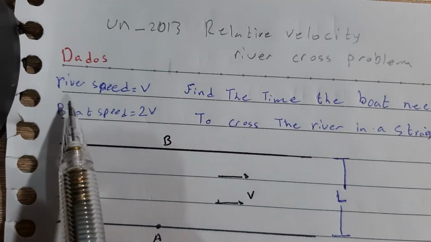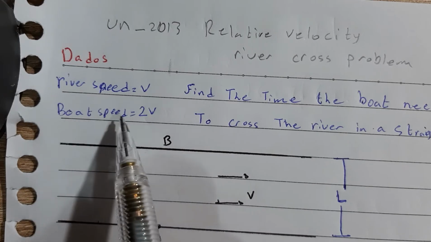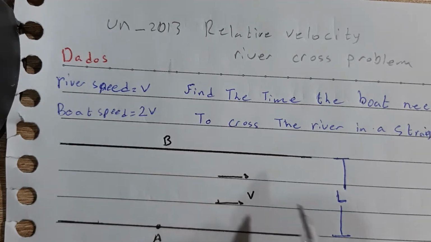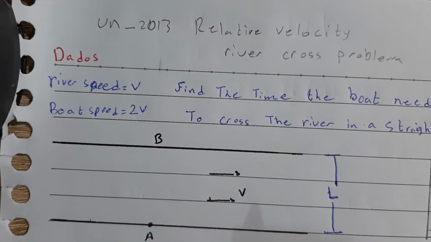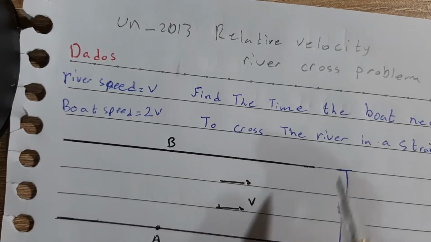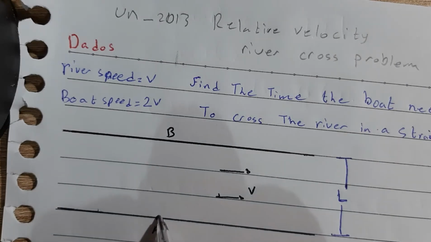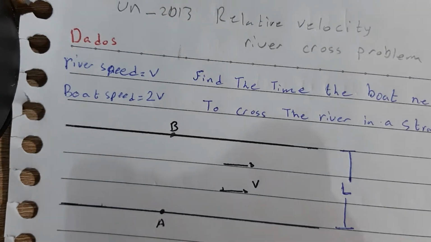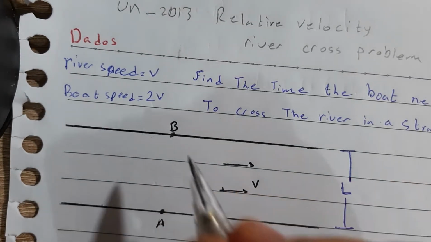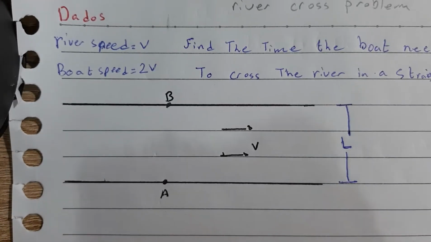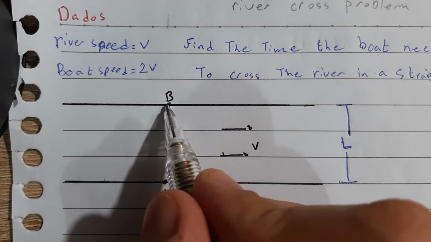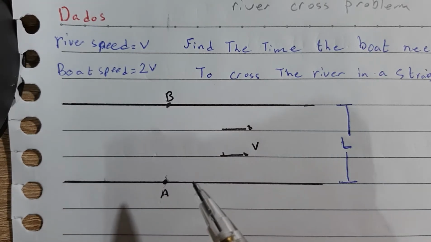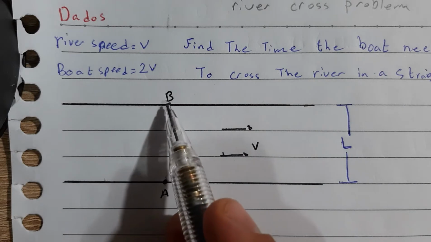So the question says that you have a river speed v and the boat speed is 2v, so we have a relation between the speed of the river and the boat speed. That's good. Now in these river questions you usually have two types of question: find the time you take when you're taking the smallest distance, and find the shortest time. And yes, the shortest time is different from the shortest distance. You don't get the shortest time when you're taking the shortest distance.